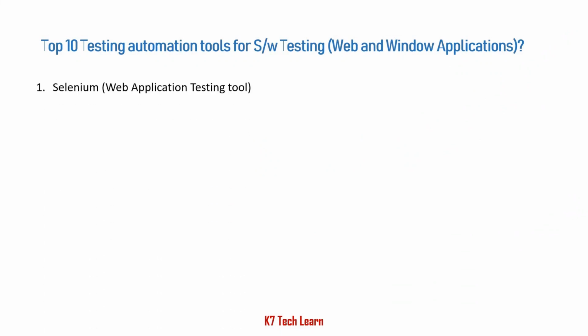Here we go. You can see top 10 testing automation tools for software testing, which supports both web and Windows applications. First one is Selenium. It is used to test only web applications. We cannot automate a Windows-based application using Selenium.